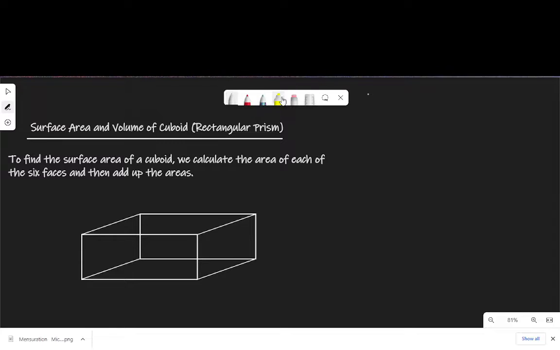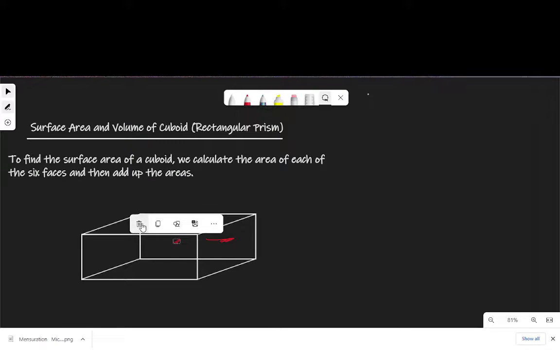A cuboid has 6 faces. So to calculate the surface area, we calculate the area of each of the faces and then add up all of them together. Here, let me use different colors to highlight the faces. Let me start with the face at the back. Okay, let me do it this way to avoid confusion.